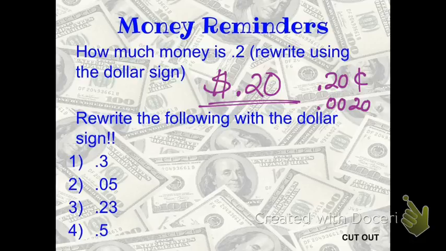Okay, go ahead and do 1, 2, 3, and 4. Write those out with a dollar sign. No cent signs. Not this. Oops. Not this.